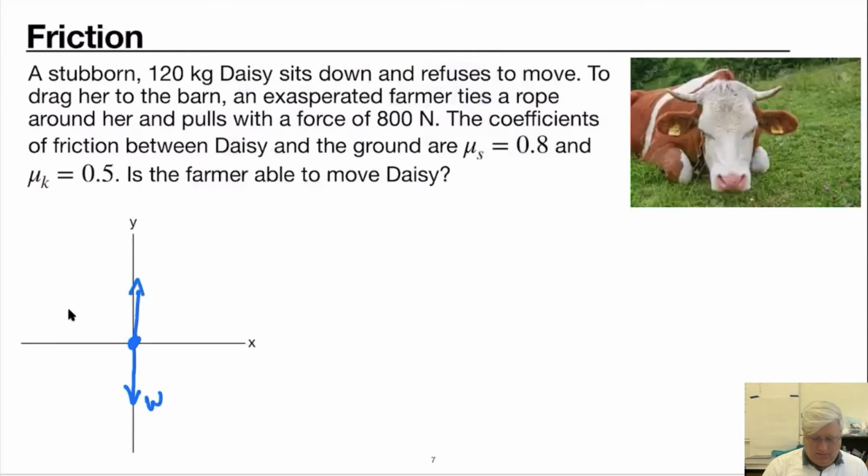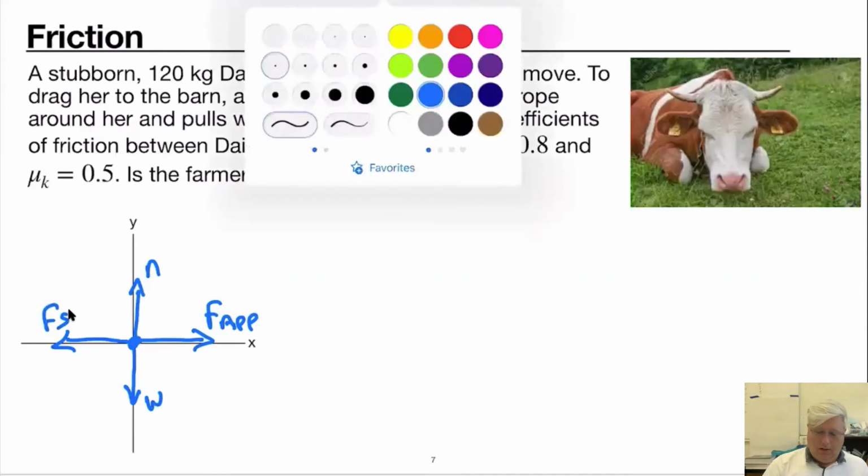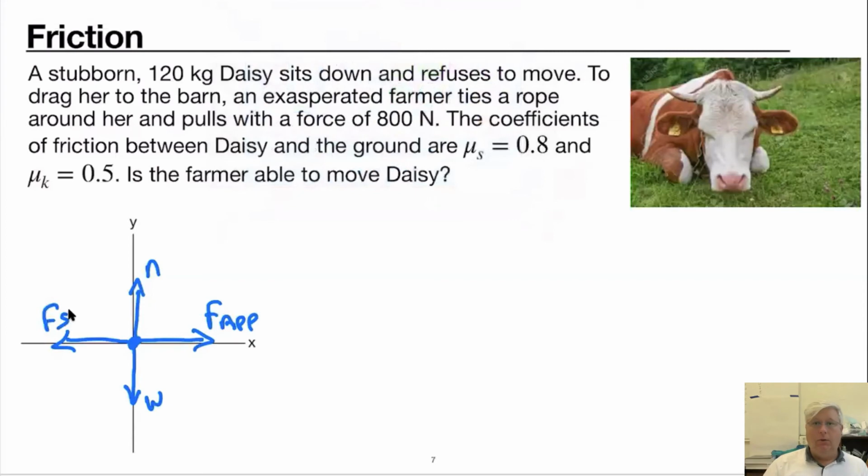She has a normal force pointing up. We're applying some force. Let's say APP for applied. And then there's a static frictional force pulling backwards. So we want to know, what does the farmer need to pull with? How much force does he need to apply in order to overcome the static friction?